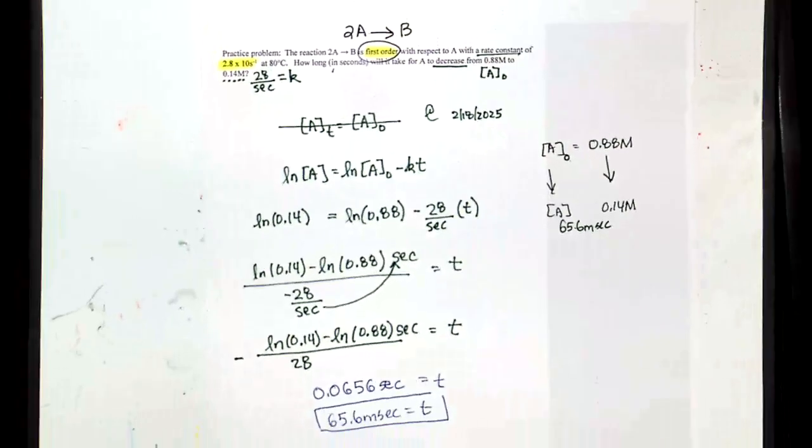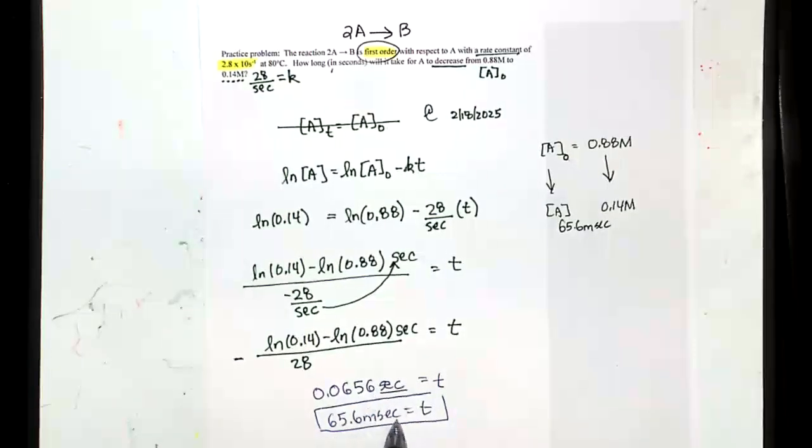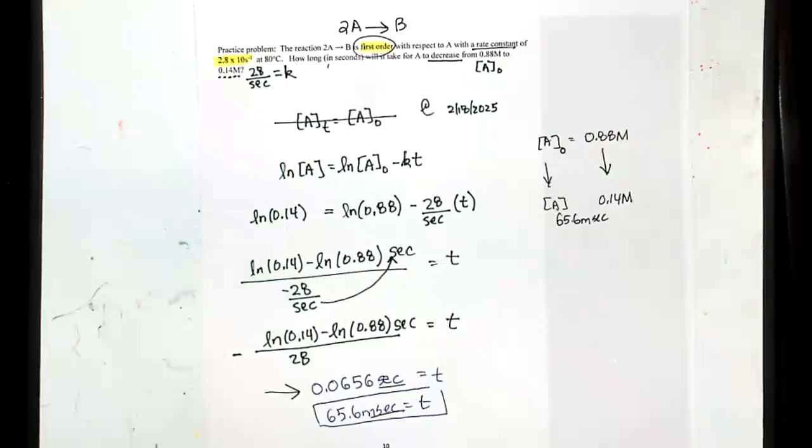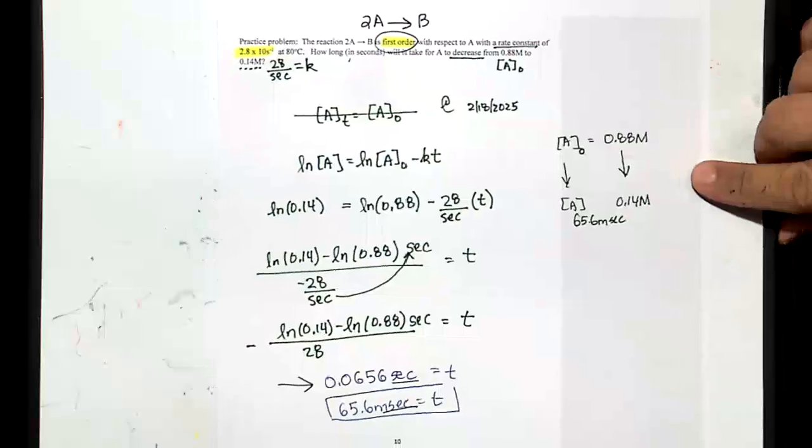So wait, how do we get from 0.0656 to 65.6 again? I multiplied by 1,000 to go from seconds to milliseconds. But you can put this on the exam, that's fine. Move on to another problem. Another practice problem.